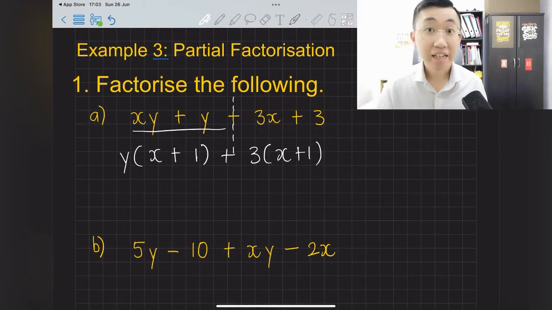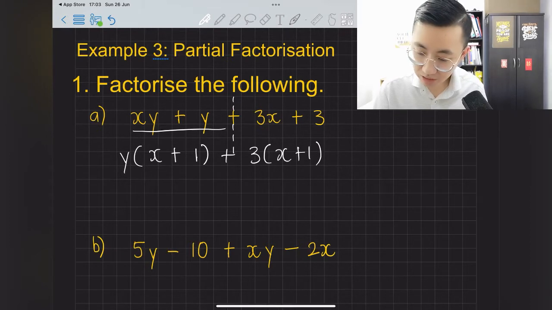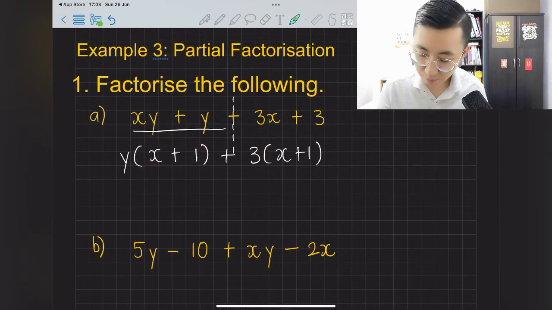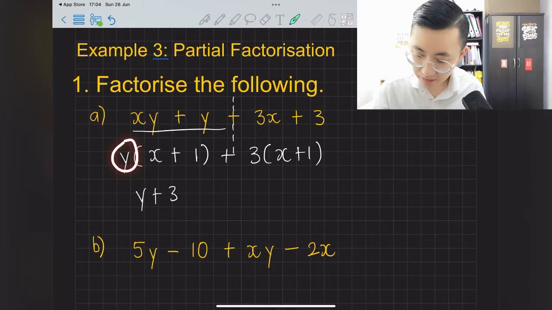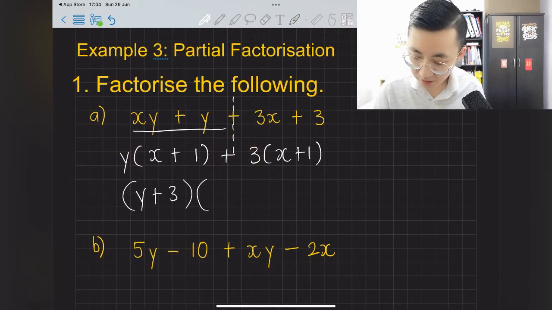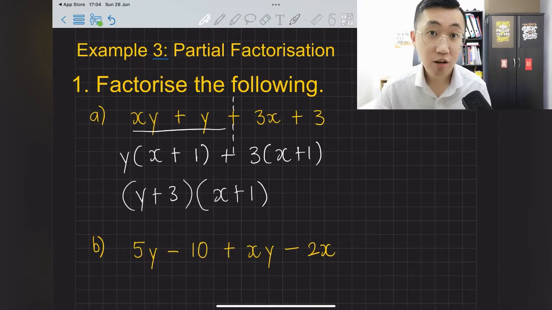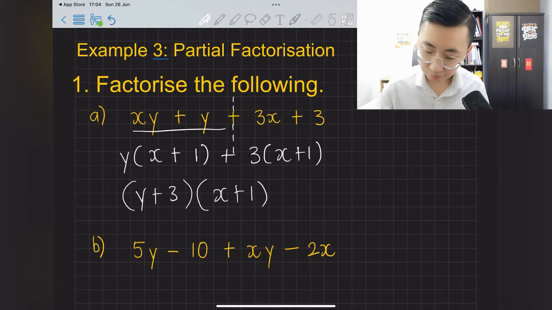Okay. And then notice that we previously learned in your example 2. The moment the bracket is same, right, you need to combine them. Okay, so follow back your example 2. So y plus 3. So where do I get this plus this in a bracket, and then combine with the similar bracket x plus 1 like that. So that's the final answer and how you do partial factorization. Okay, let's do more questions.